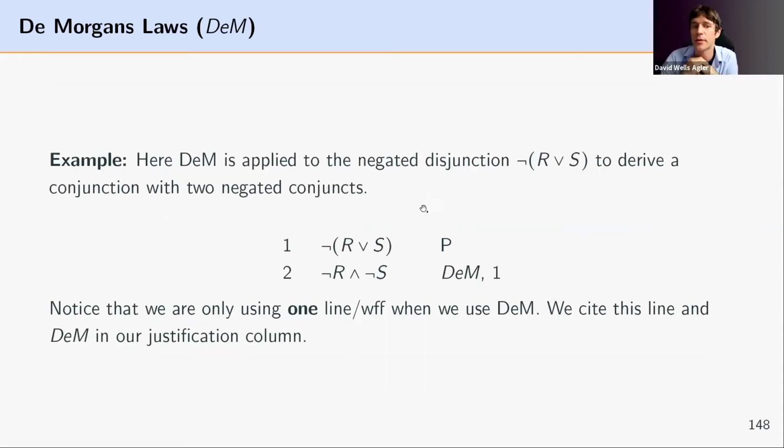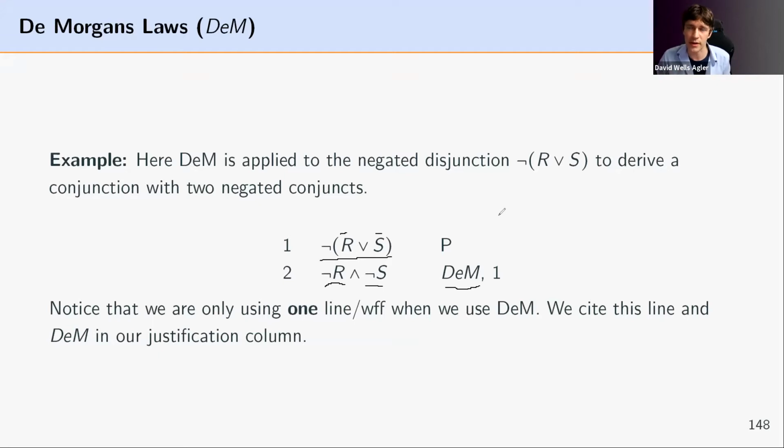Okay, so let's look at an example of this. So here is an example in a proof, a simple one-line example where we use DeMorgan's laws. So you see at line 1, we have what? We have a negated disjunction here. And so when we apply DeMorgan's laws, we take this negated disjunction from line 1 and we turn it into a conjunction. So we're changing the sign from a disjunction to a conjunction. And then we're negating each one of these internal disjuncts here.